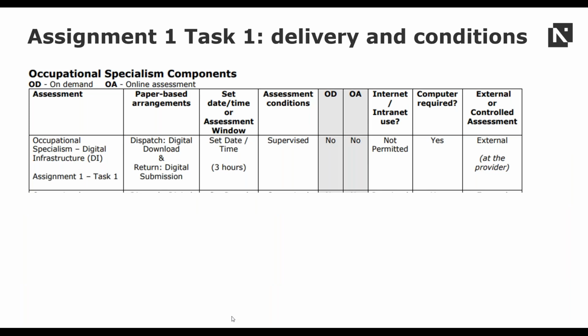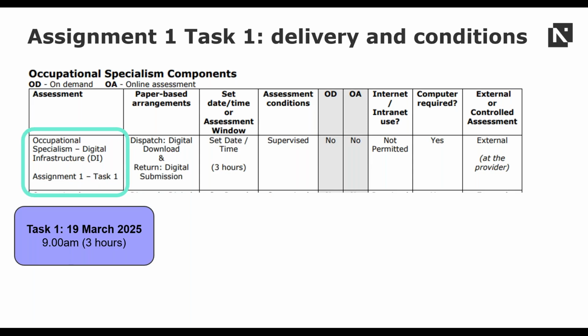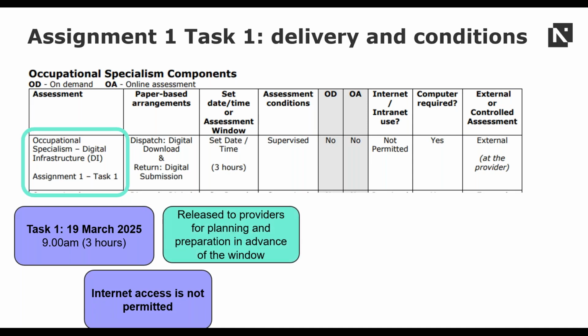So assignment 1 consists of 3 separate tasks that occur on fixed dates and times specified by NCFE. The dates for each task can be found in our key dates schedule. And for the Summer 2025 series, the date for task 1 is shown on the screen now. Students will work independently under supervised conditions, and internet access is not allowed, and the information providers will need to plan and prepare for this assessment task will be released in advance of the task.